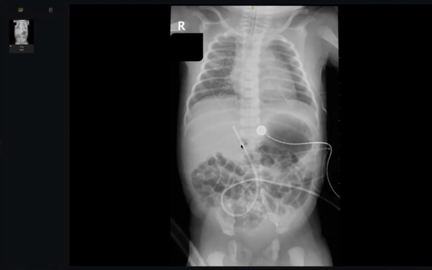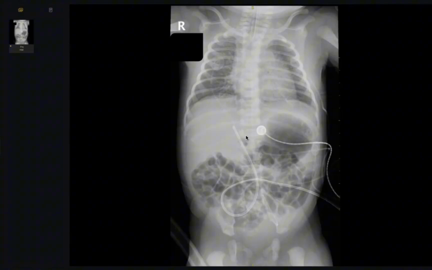It should be pulled some downwards. I'm talking about the ET tube, which is seen at the level of the clavicles. This is an umbilical arterial catheter, which is seen to be displaced as it is going on the right side. So it needs to go straight into the aorta.